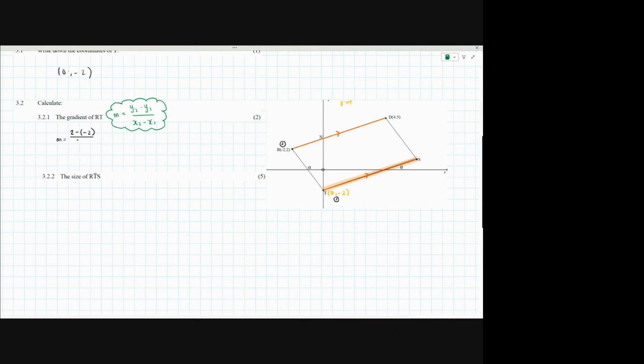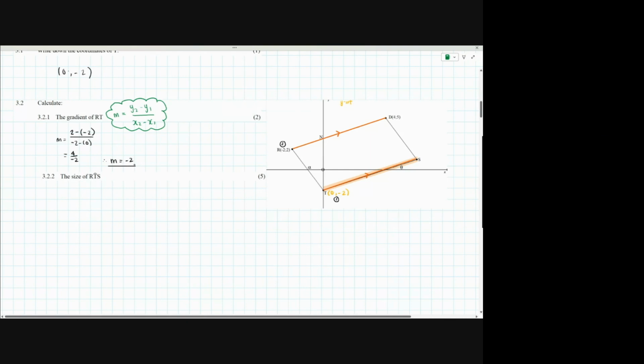Again, I know I'm talking about a very small sample, but I'm noticing that a lot of things going wrong are just really sign issues in this grade 12 trial paper. Right, x-coordinate of point 2, negative 2, minus x-coordinate of point 1, 0. So in my numerator, I've got a positive 4. My denominator, I've got a negative 2, which means my gradient is negative 2.